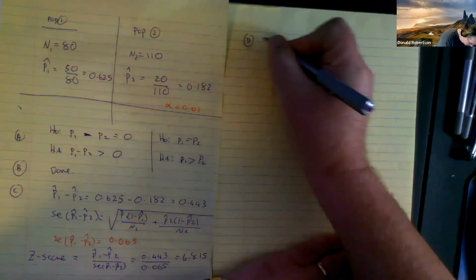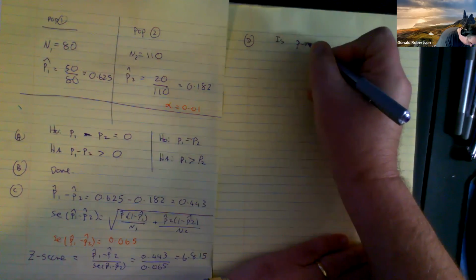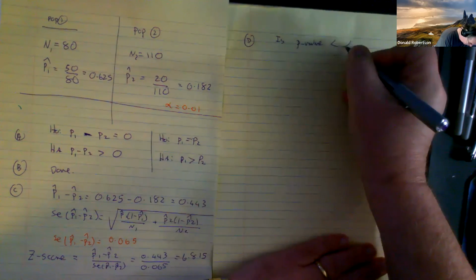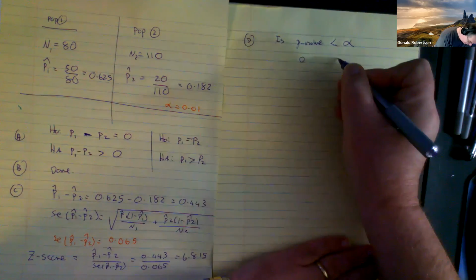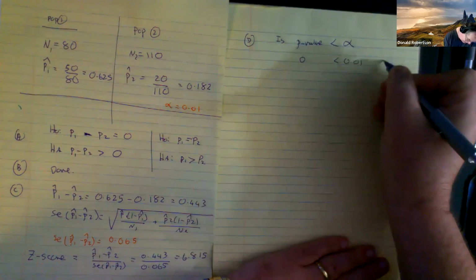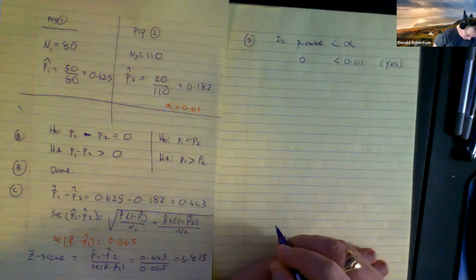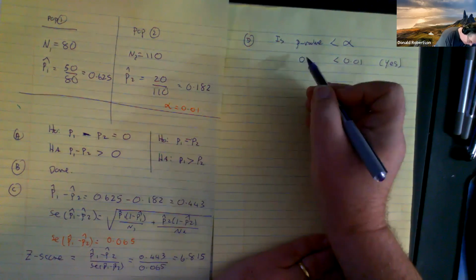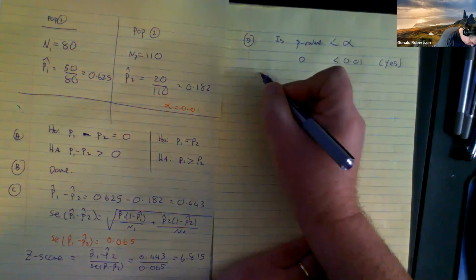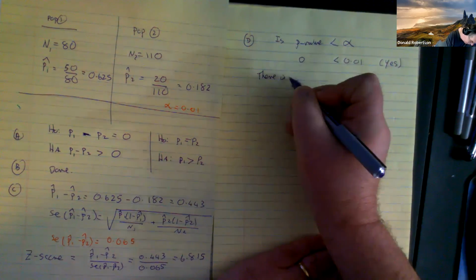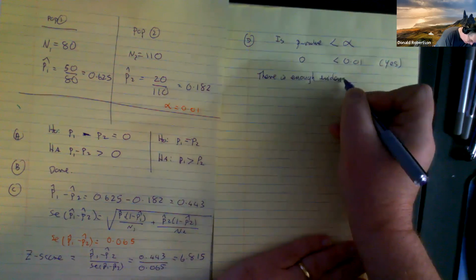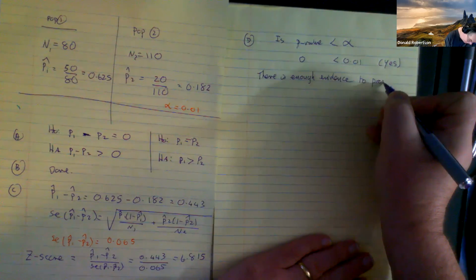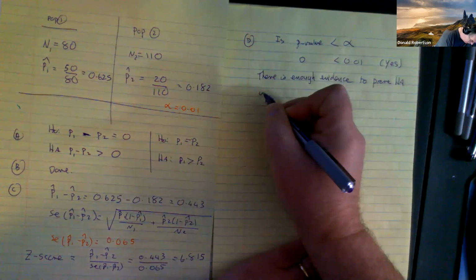So time for our test. Is our p-value less than the significance level alpha? Is 0.00000, but is 0 less than that one? And the answer is yes. So the conclusion will be, if your p-value is less than this number, there is enough evidence to prove that HA is true.